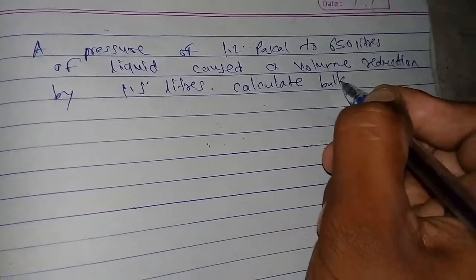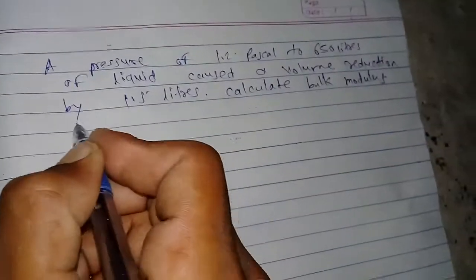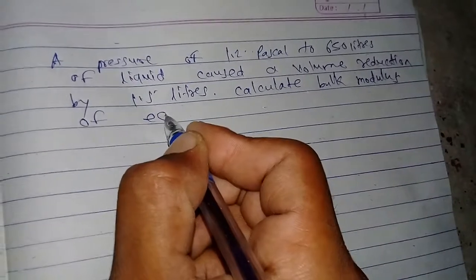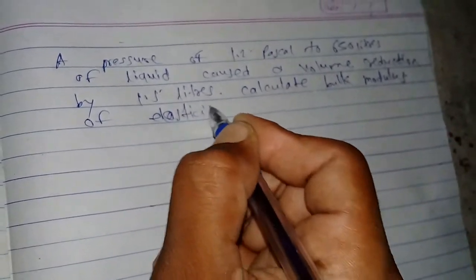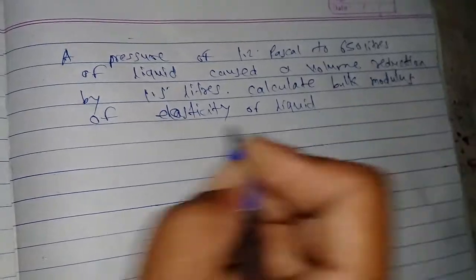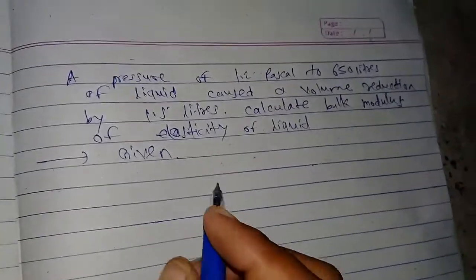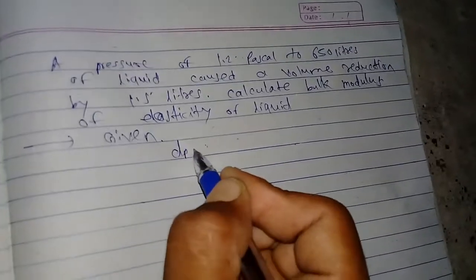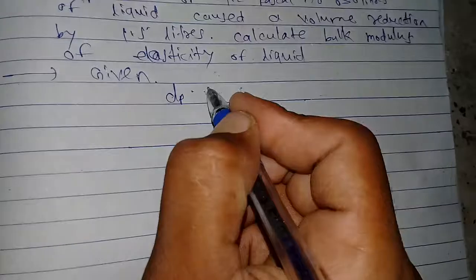bulk modulus of elasticity of liquid. Given pressure is denoted by d small p.